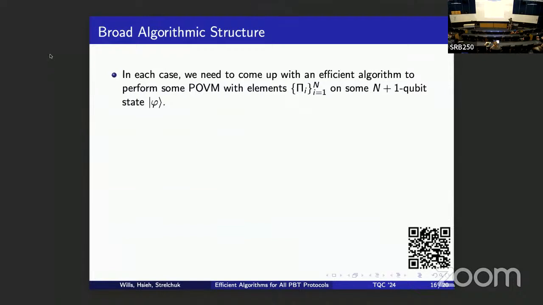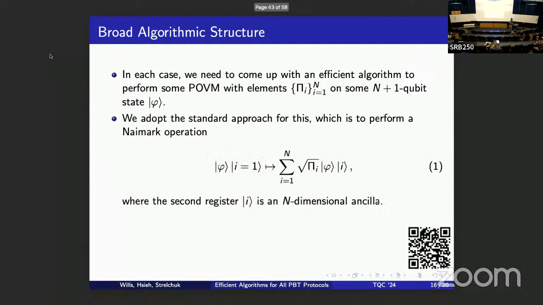So I can give a brief overview now of our algorithms. So we want to implement these POVMs. Imagining that our n POVM elements are these pi_i, the standard approach to implementing a POVM via familiar things like unitaries and projective measurements is this operation, a so-called Naimark operation or Naimark unitary. So we attach an n-dimensional ancilla, and then we perform this operation. And then we projectively measure the ancilla.